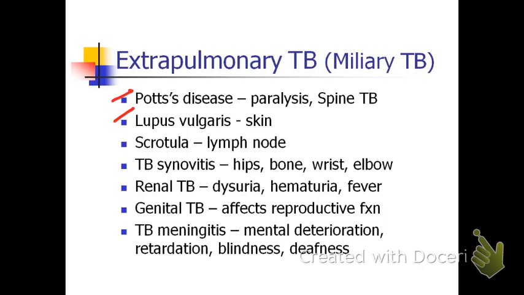Then, lupus vulgaris would affect the skin. Scrofula will affect the lymph node. TB synovitis could be another example of skeletal tuberculosis, which affects the hips, bone, wrist, elbow, or where the joints are. Then, renal tuberculosis affects, of course, the kidneys, characterized by dysuria, hematuria, or the presence of RBC in the urine, and of course, fever.